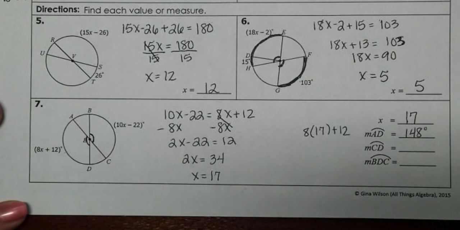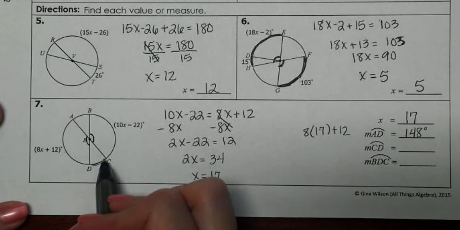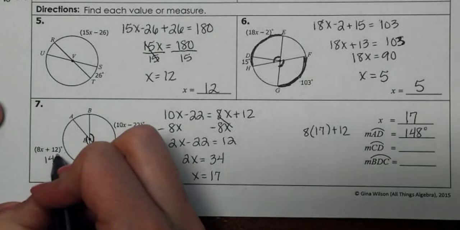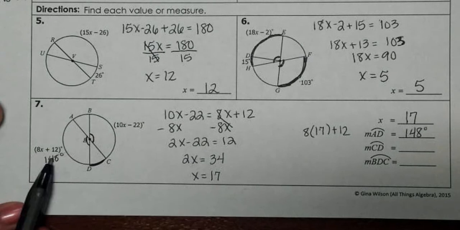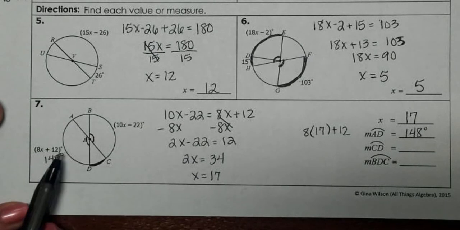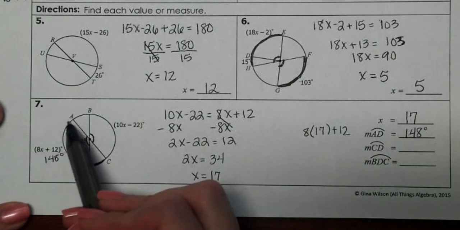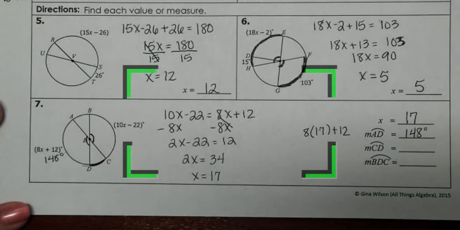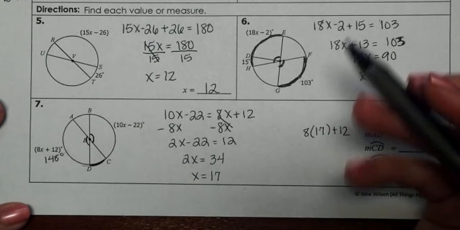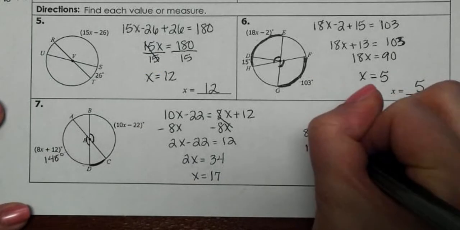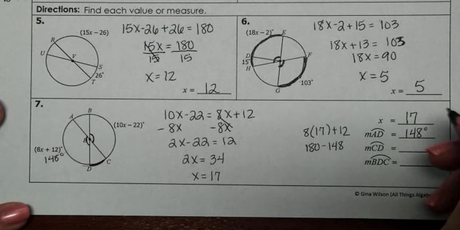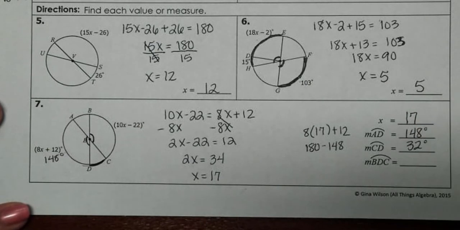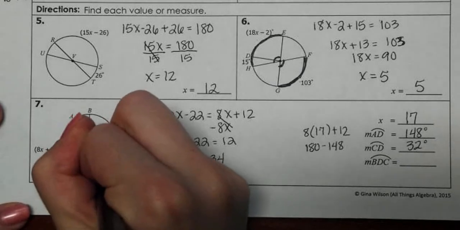Okay, next it asks for CD. Now I don't have an equation for that, but I do know that this arc is 148 degrees, and both of these arcs together, if you follow the letters here, would make up half of the circle. It'd make up 180 degrees. So I'm just going to take 180 and take away 148, and that would leave me with 32 degrees. So this piece is 32 degrees.